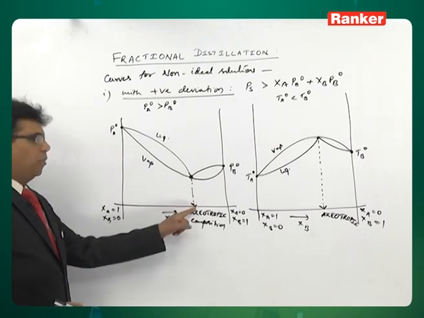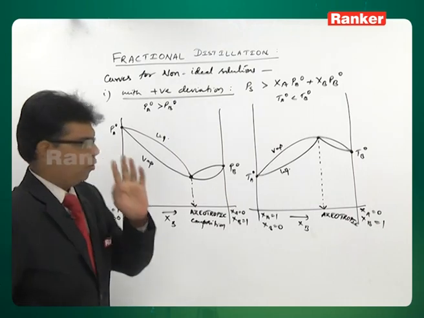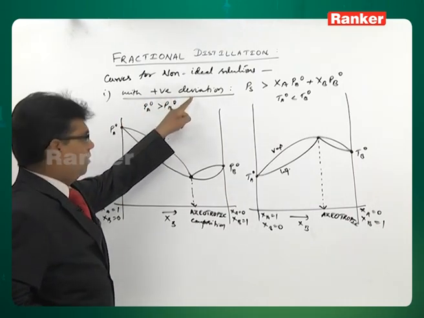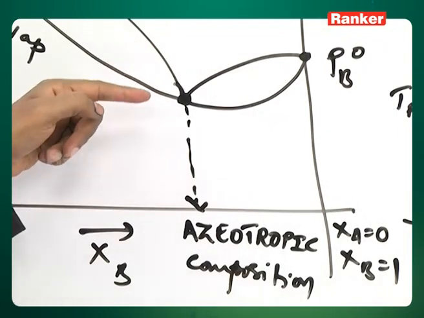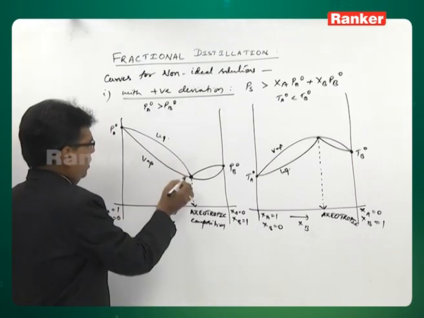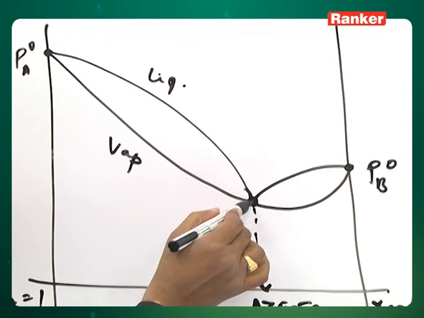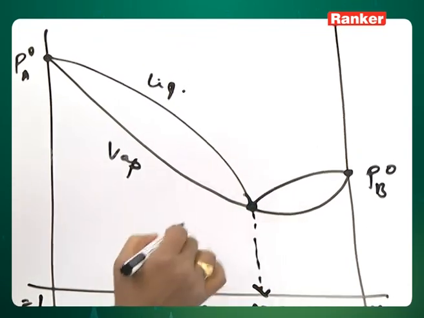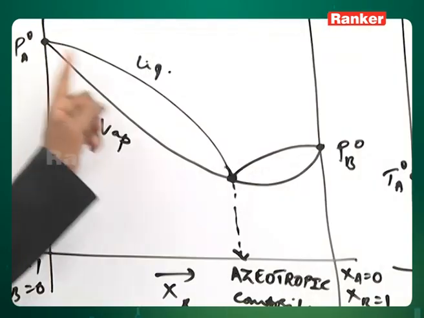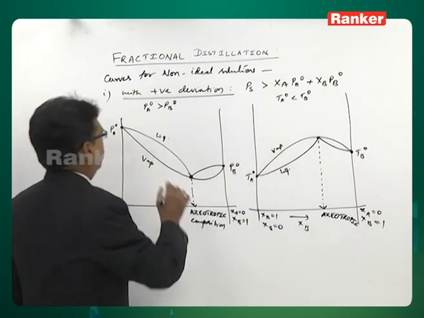At this particular composition, the two liquids A and B are forming an azeotrope. Non-ideal solutions with positive deviation will be minimum boiling azeotropes. So, here the vapor pressure of the two will be less than the vapor pressures of the two liquids, and the boiling point is greater than the boiling points of the two liquids.